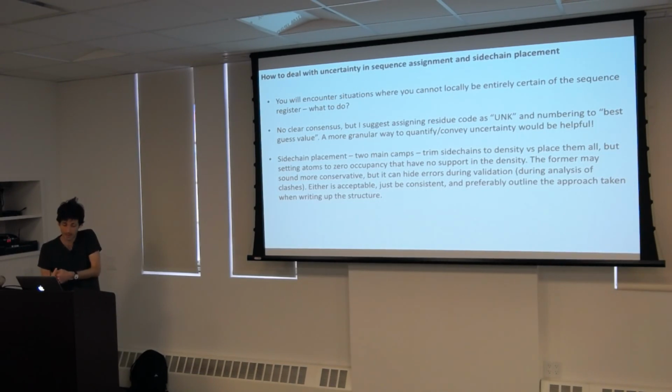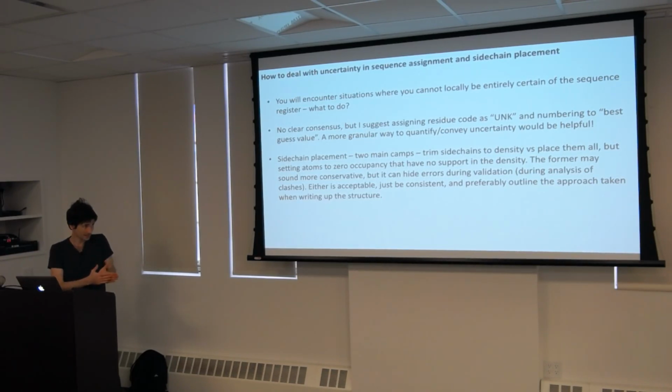So my preferred solution to that would be, at the very least, analyze a model where you've put all the side chains on and check that it doesn't look crazy. And then if you want to trim them down after validation, go for it. The other approach is put them all on there, but change the atoms that are outside of the density, or that you're not confident about placement of, to zero occupancy. That's another way to go.